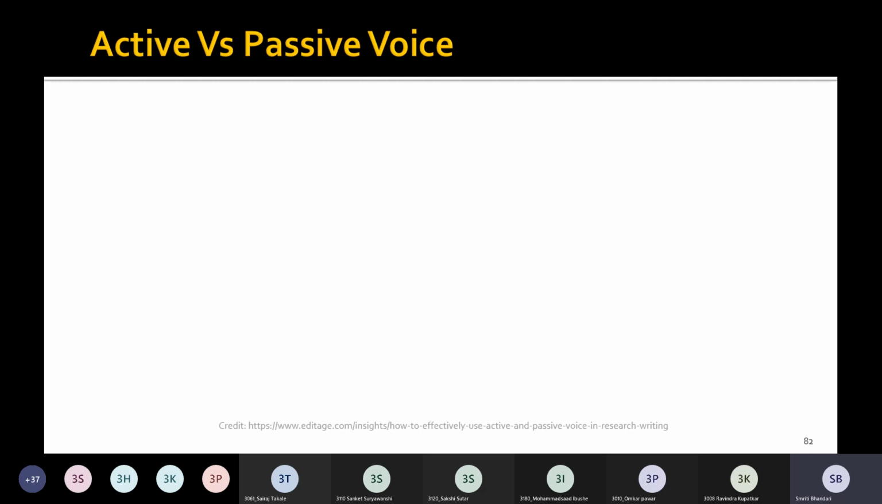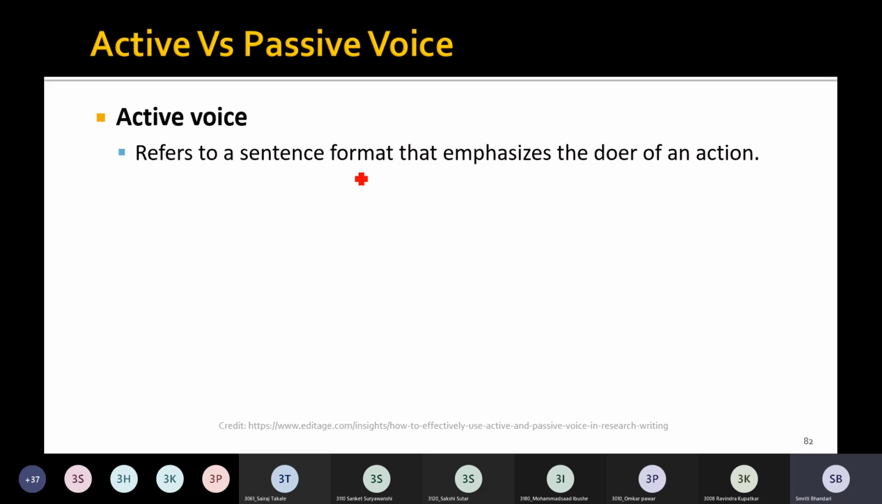But today we will be focusing upon, while writing a document, whether we should use active voice or passive voice, or when to use active voice and when to use passive voice. Revise the concepts. What is active voice basically? Active voice refers to the sentence format that emphasizes the doer of an action. I'll repeat, active voice refers to a sentence format that emphasizes the doer of an action. Whoever is carrying out the action, that doer is being emphasized in active voice.